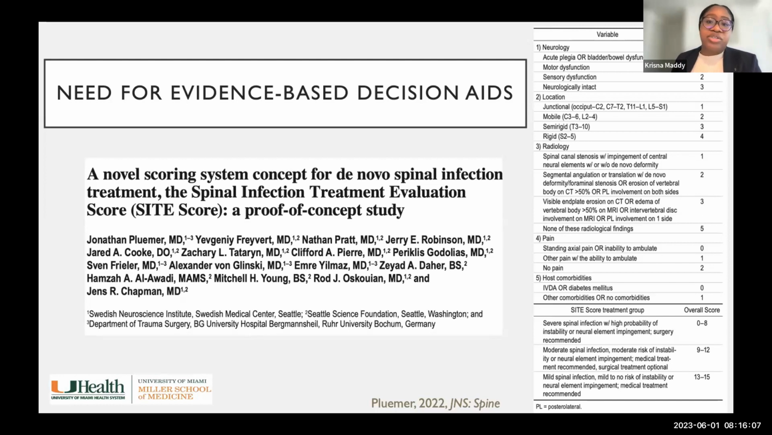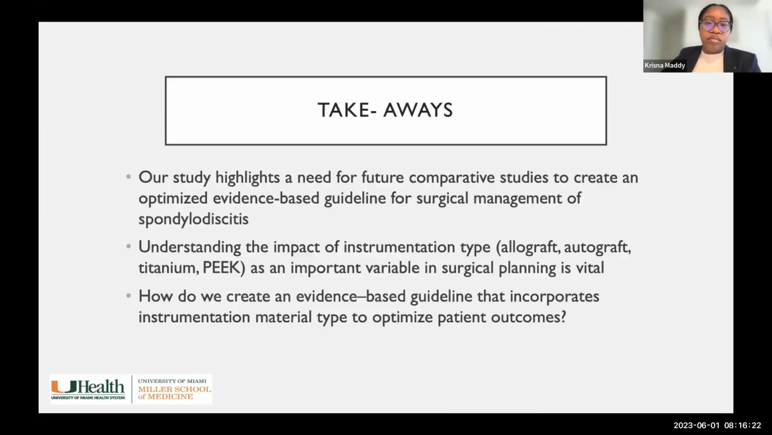However, this is just the initial decision aid. We still don't have the sort of next step. How do you decide once you go into surgery? What are the most important variables that are going to help you improve and idealize the best patient outcomes here?